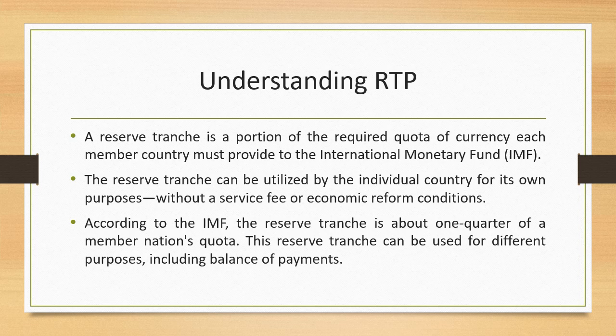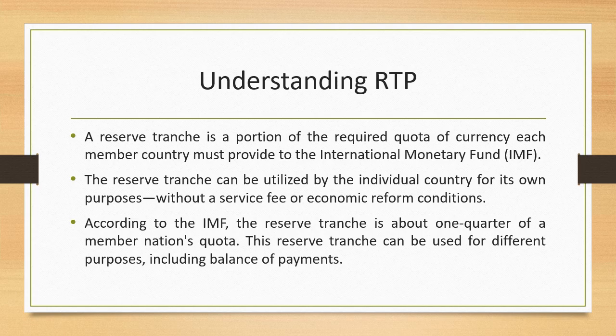According to IMF, the reserve tranche is about 1/4 of a member nation's quota, right? That's how members maintain it, right? And reserve tranche can be used for various purposes. So let me tell you, the largest component is obviously the FCA, foreign currency assets, followed by gold, then comes the SDR, and the smallest portion is the RTP or reserve tranche position.